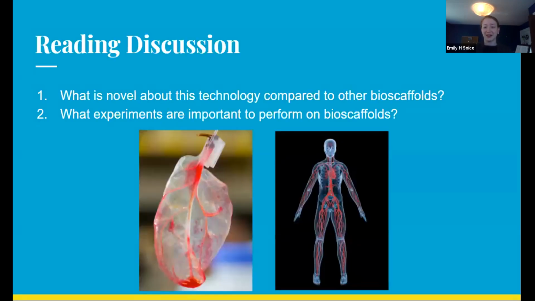So I hope you all had a chance to read the paper from last time on decellularized plant scaffolds. I know this is a scientific paper and it might be confusing to some MBAs or people who don't know a lot about biology or material science. So I wanted to keep it general. First, what do you think is novel about this technology compared to other bioscaffolds, or what is the benefit of using this type of bioscaffold compared to other scaffolds that we thought about in Jasmine's class last session?